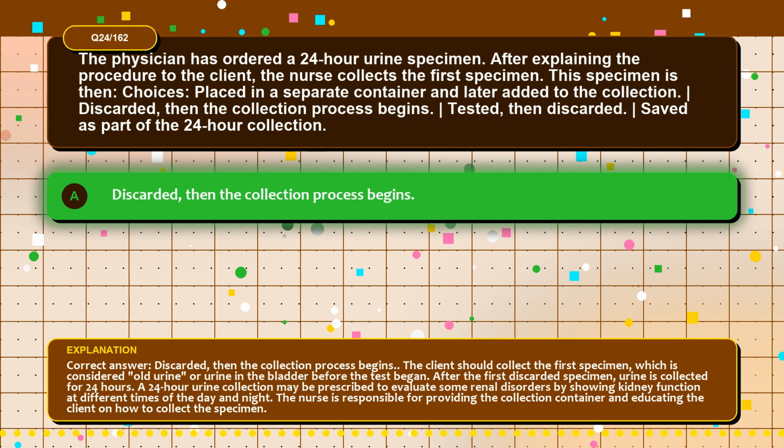The client should collect the first specimen, which is considered old urine or urine in the bladder, before the test began. After the first discarded specimen, urine is collected for 24 hours. A 24-hour urine collection may be prescribed to evaluate some renal disorders by showing kidney function at different times of the day and night. The nurse is responsible for providing the collection container and educating the client on how to collect the specimen.